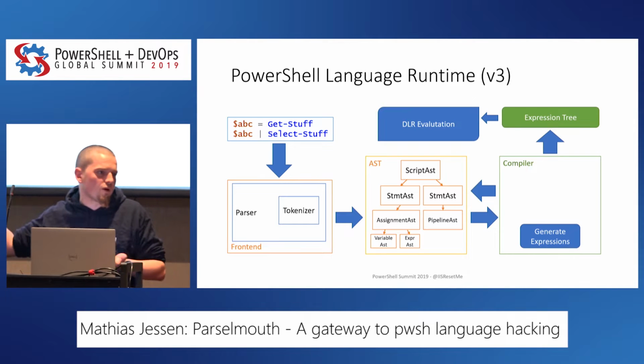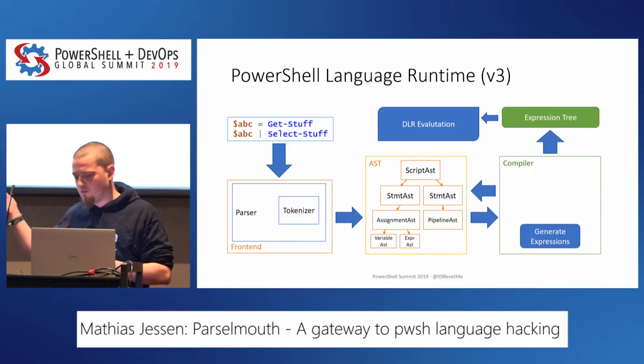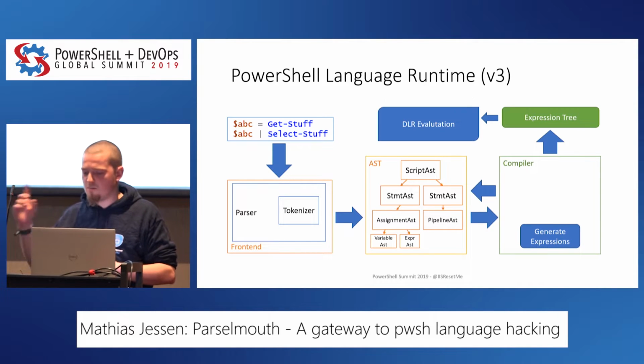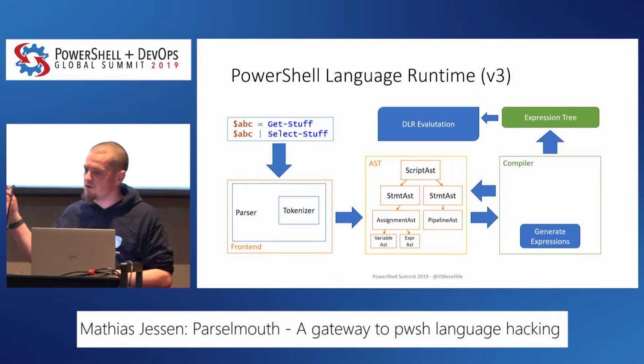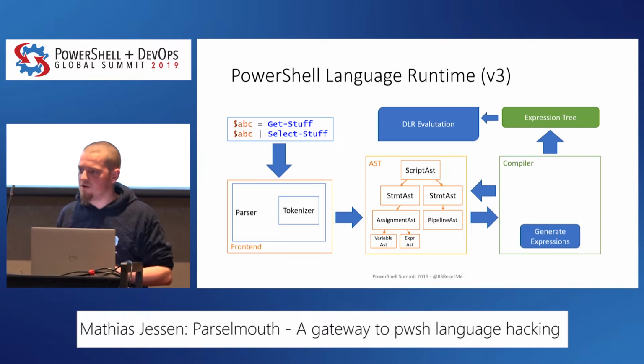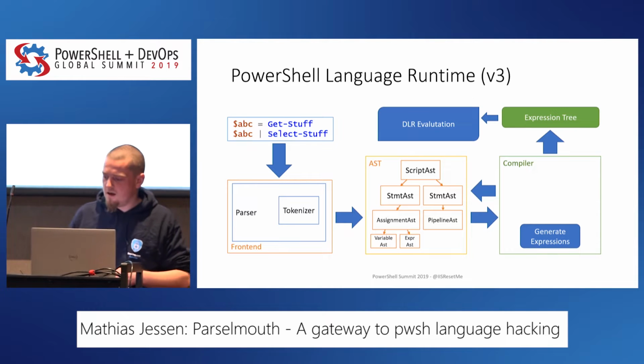PowerShell version 2 seemed to work fine, right? But my understanding is that with the introduction of this compiler step into an expression tree, you can now pass the expression tree off to something called the dynamic language runtime in .NET, and you get a bunch of performance benefits out of that, because now you can let the runtime figure out what to cache and what to do in between, instead of just executing everything up front.